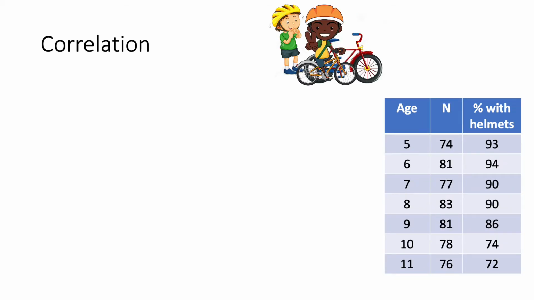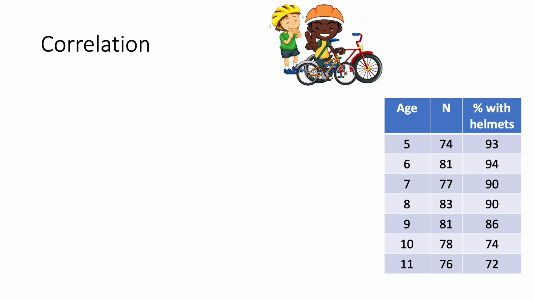Now let's look at the opposite. In this case, I've got a bunch of kids in an elementary school, and I've been noticing that the older kids don't wear their bike helmets as much as the younger kids do. So those 4th and 5th graders, they're just not wearing their helmets as much as the younger kids, I think. So I take all the 5-year-olds, and there are 74 of them, and I count, and 93% of them are wearing their helmets when they leave school.